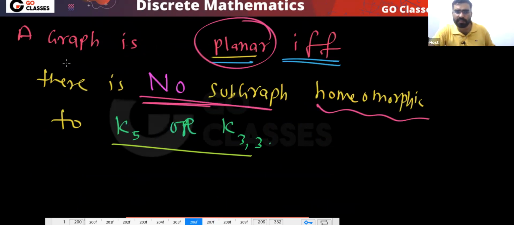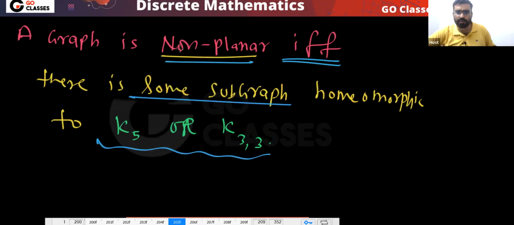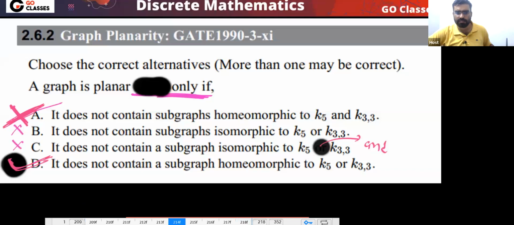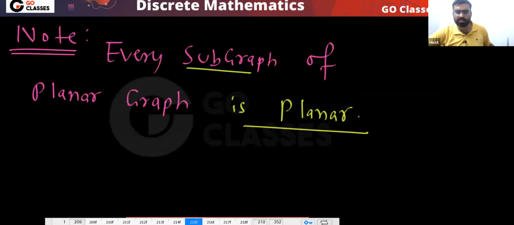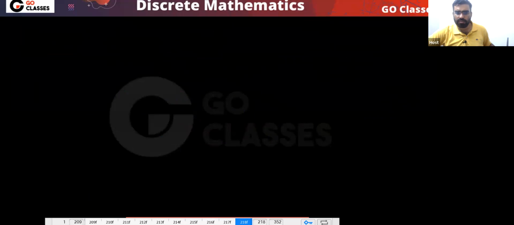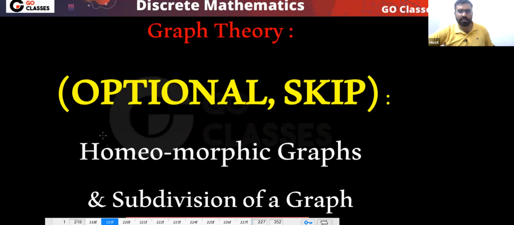This statement is correct: a graph is planar if and only if there is no subgraph which is homeomorphic to K5 or K33. And a graph is non-planar if there is some subgraph which is homeomorphic to K5 or K33. So this is the idea. And you can notice every subgraph of a planar graph is planar. Is this clear?